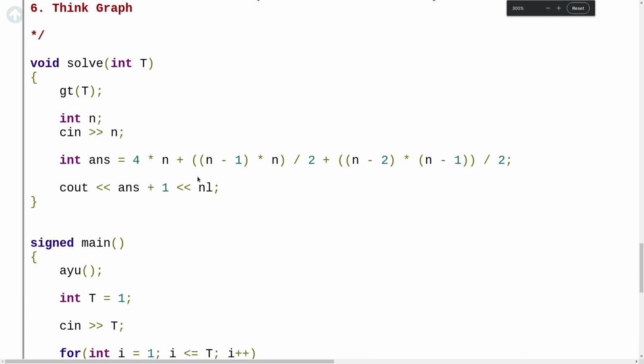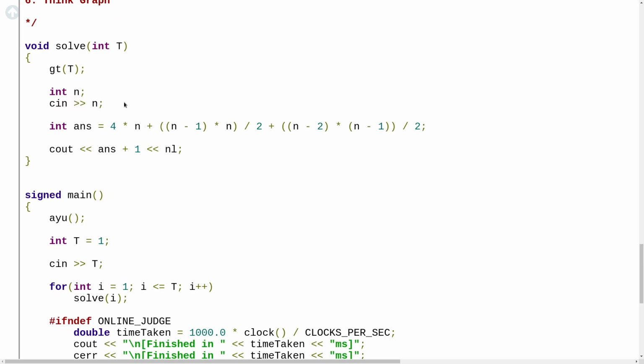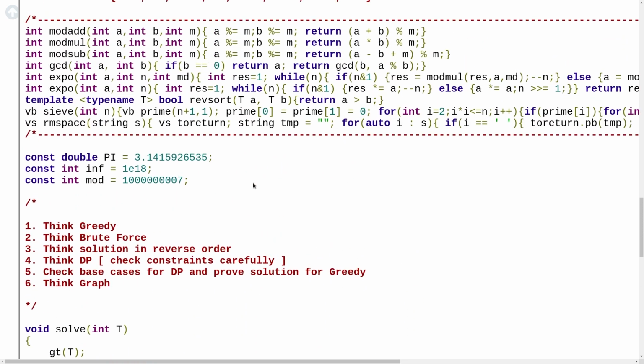So what I've done is I've taken integer n as input. So I've taken 4 into n, right? So this is the summation till n minus 1, which is n into n minus 1 by 2, and this value is the summation till n minus 2, which is n minus 2 into n minus 1 by 2, and at the end I'll just add 1 to my answer and print it. So this would be the solution for the third problem.